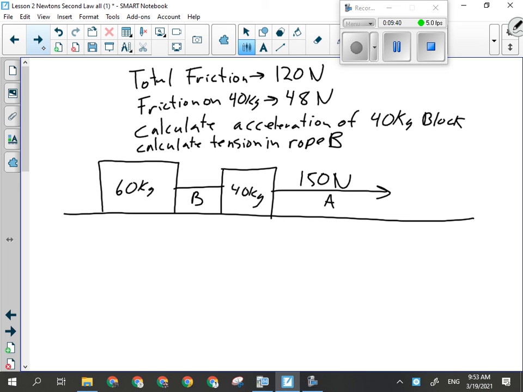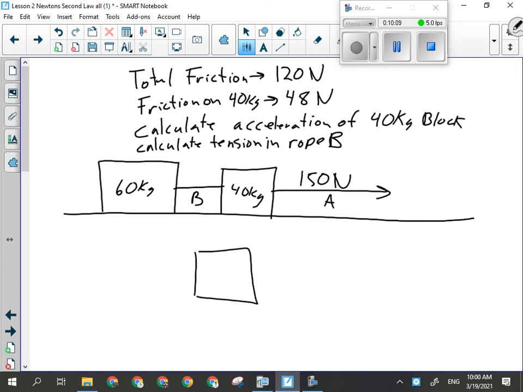Spoiler alert, you might have to calculate the tension in B before you get the acceleration for the 40 kilogram block. This is the thing that I missed when I first started looking at it: the total friction on the entire system is 120 newtons. Can I calculate the net force on the whole system? That's what I have to do first, and it's easy to miss that.